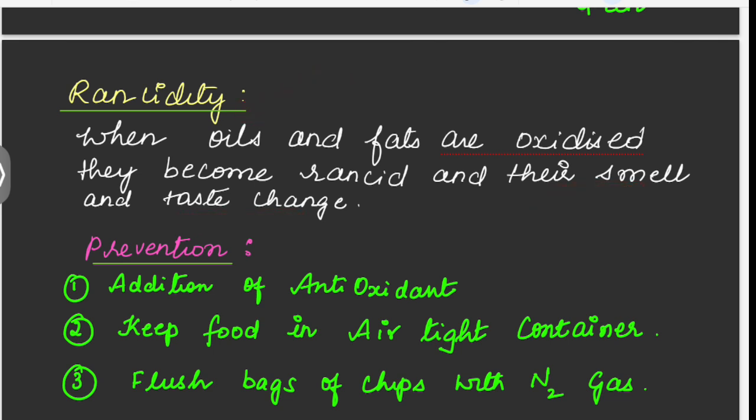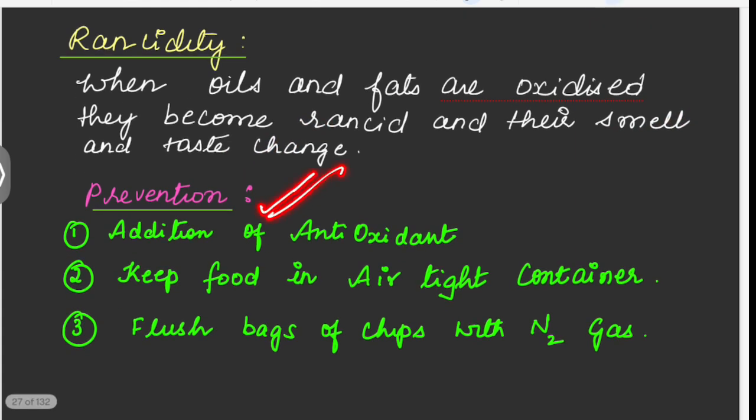What happens is, oil will react with oxygen which is present in the atmosphere, and therefore it will get oxidized. Because of that, their smell will change, their taste is going to change, and this process is called rancidity. So rancidity means oil and fat reacting with atmospheric oxygen and getting oxidized, because of which they are going to develop bad smell and bad taste.